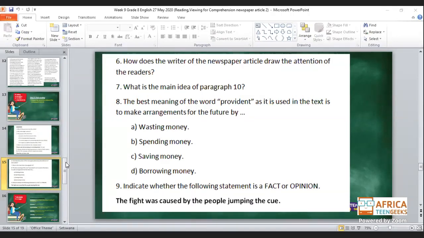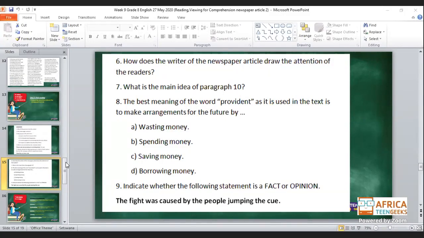So this lesson not only tests your understanding of this article, it is also a way to gauge your reading skills, to see where you might be having weaknesses in reading, so that we can address those challenges you may be having. All right, so those are the questions, you have to answer them.